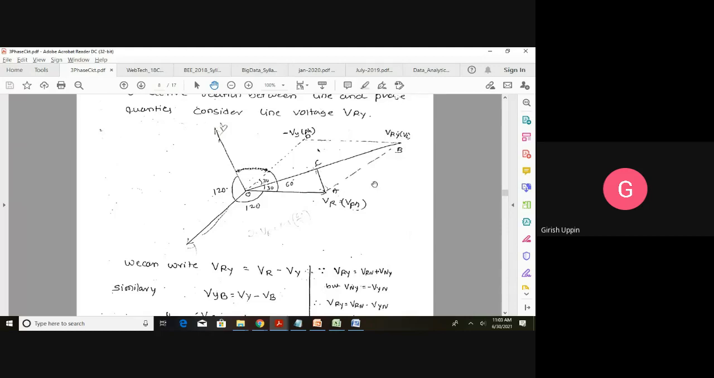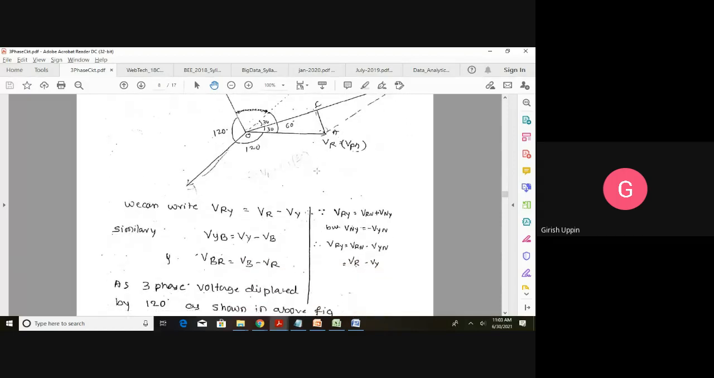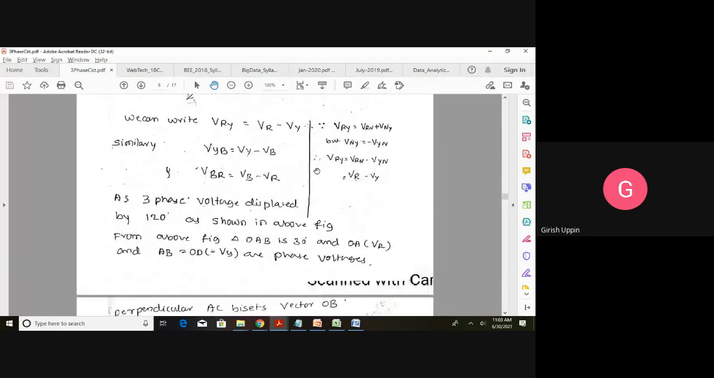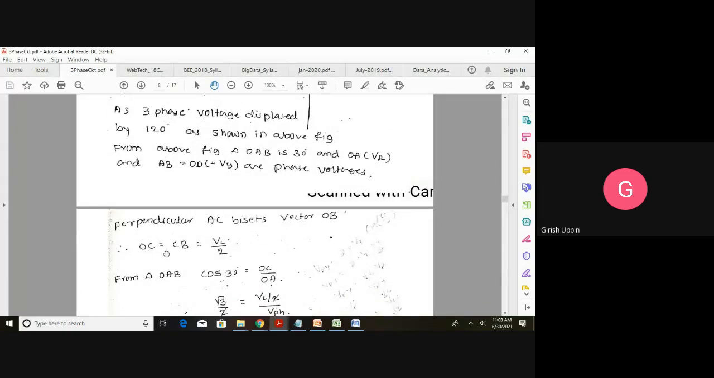Now, consider this triangle, we have O A B C. This particular phasor is going to bisect these two, so this angle is 30 degree. Angle AOC is 30 degree. Now, with that diagram, we will see OC is equal to CB is equal to VL by 2.